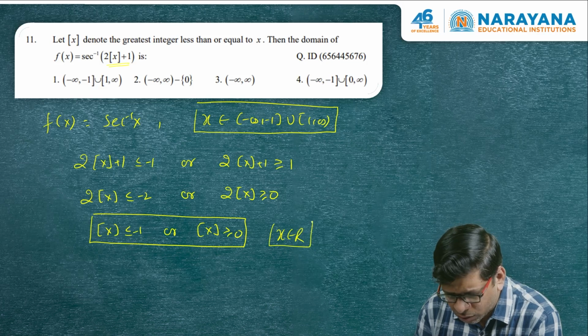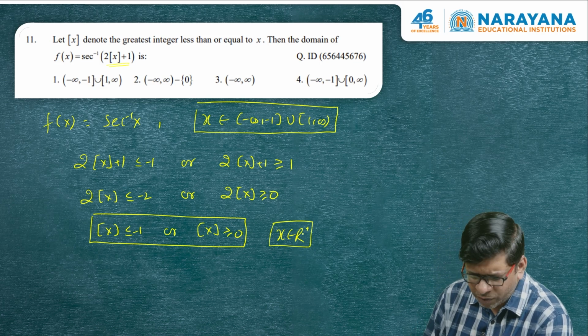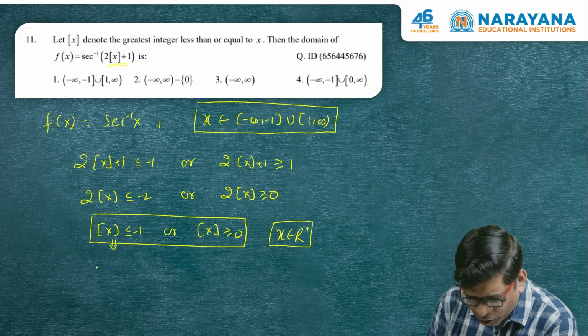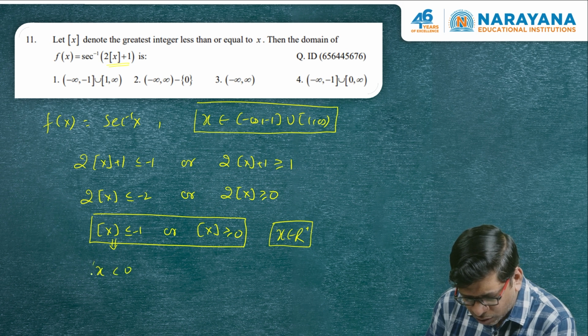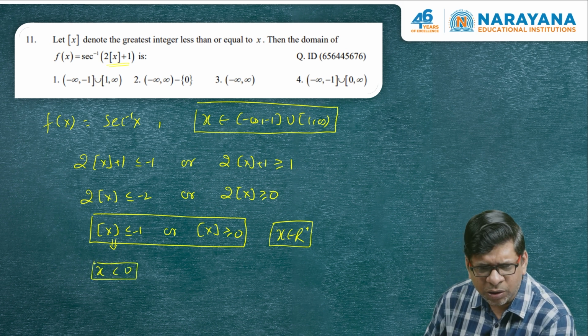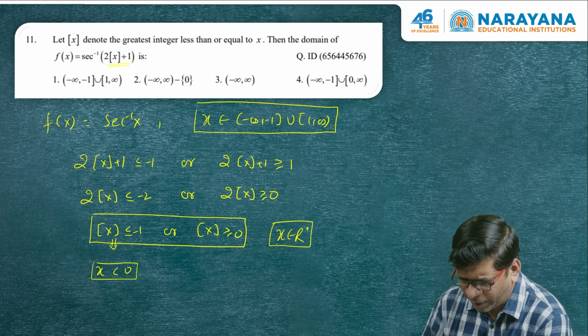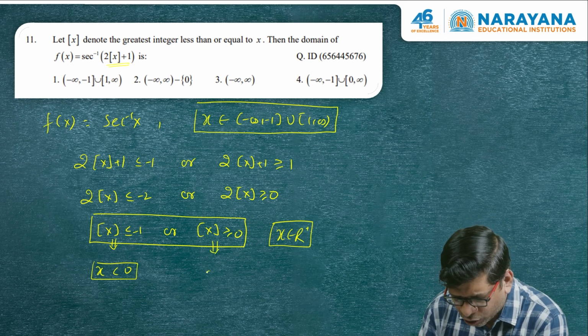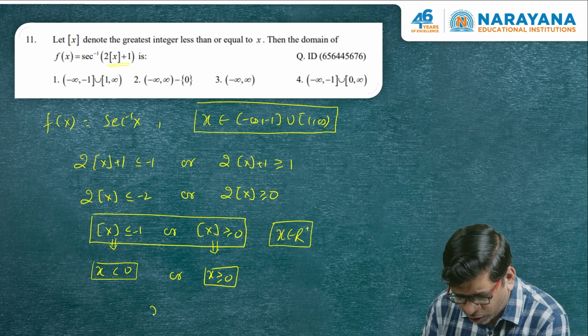But if you want to solve with the help of intervals, [x] less than or equal to minus 1 means x less than 0. Any value less than 0, [x] will be less than or equal to minus 1. [x] greater than or equal to 0 means x greater than or equal to 0. So again you can observe it is R, all real values.